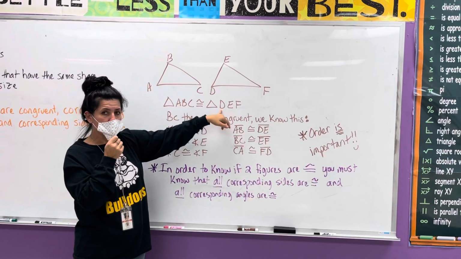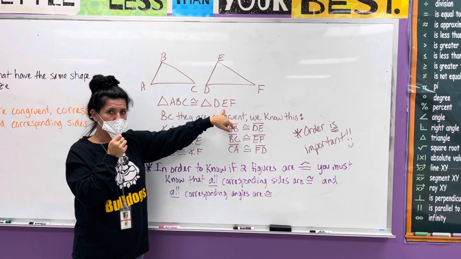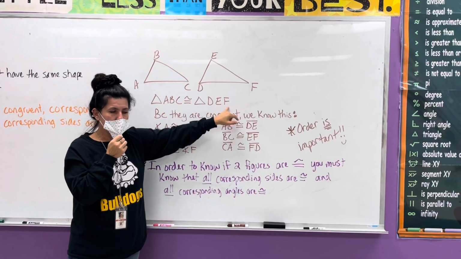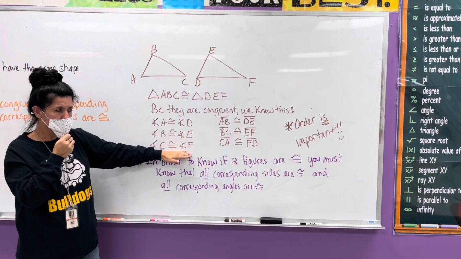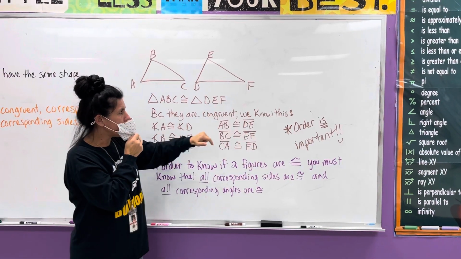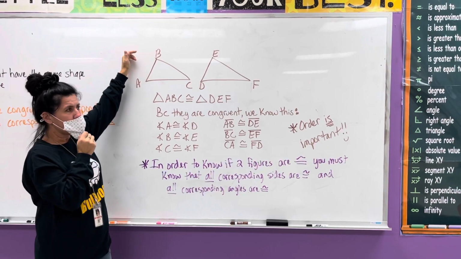A and D are corresponding angles and congruent. B and E are corresponding and congruent. Angles C and F are corresponding and congruent, and that's where this came from. Same thing with sides. AB and DE. You can look at the picture because this one's rather simple. It's not always going to be that way.